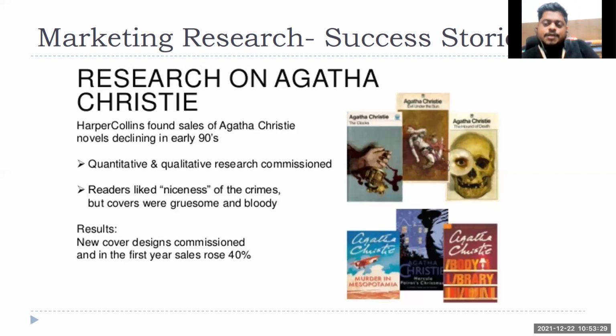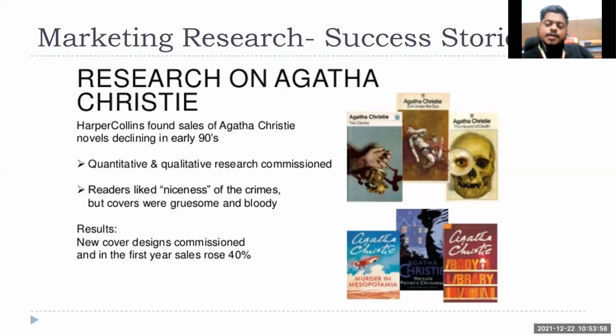So see the interesting connection. I am reading a horror story or a suspense story, but I'm not willing to keep the book with a gruesome horror image on the cover. Because what HarperCollins, the publisher, assumed was that, since this is a horror or suspense story, they would keep those kinds of images so that people would be interested to buy it.